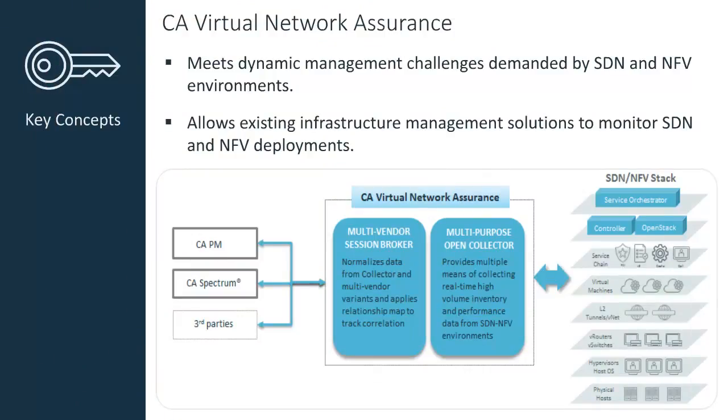CA Virtual Network Assurance (VNA) is designed to enable you to meet the dynamic management challenges demanded by software-defined networking (SDN) and network functions virtualization (NFV) environments. It allows existing infrastructure management solutions, such as CA Performance Management and CA Spectrum, to monitor SDN and NFV deployments. This video will show the steps necessary to install VNA version 2.0.